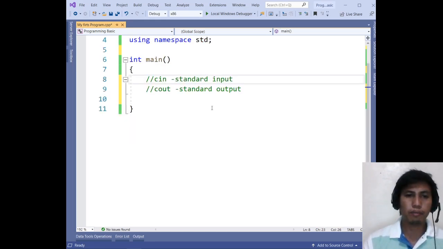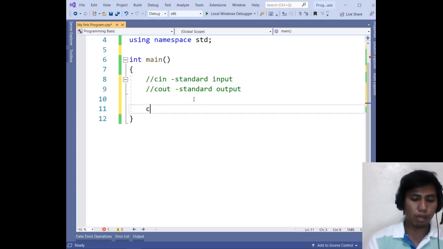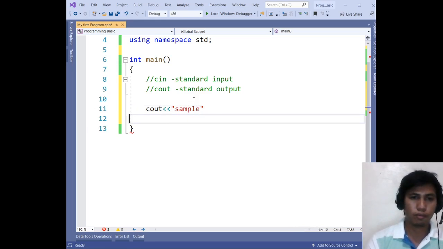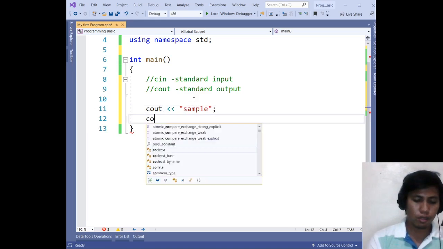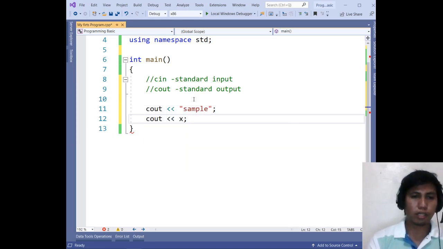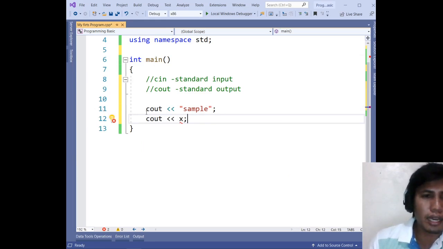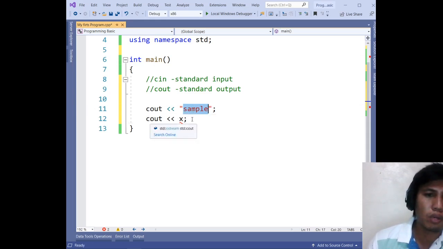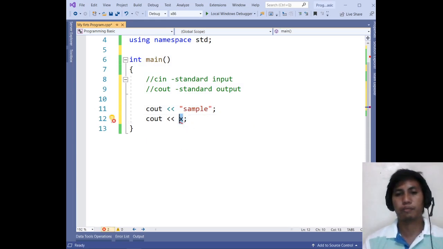So to use Cout, Cout is followed by two less than signs, then we have the value to be outputted. So, sample. Or we also have Cout X. So for line 11, Cout will output the word sample, while line 12 will output the value stored in X.